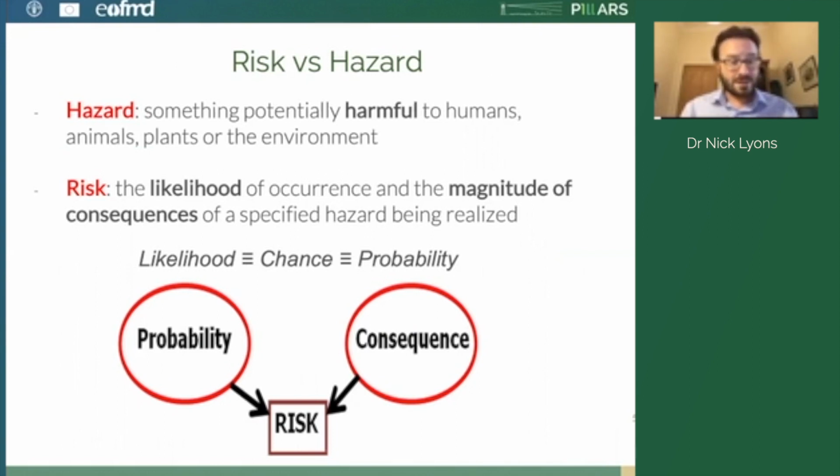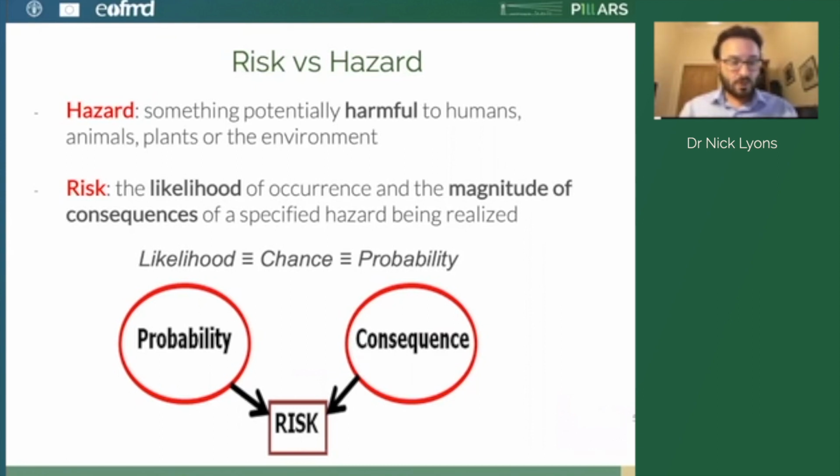But the risk is the likelihood of occurrence and the magnitude of the consequences of that specified hazard being realized. So what the risk does is it brings together the probability of that hazard and the consequence of that hazard to give you the overall risk. So it's a combination of probability and consequence of the hazard.